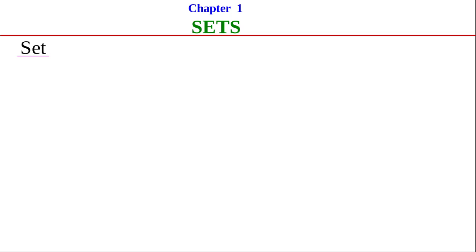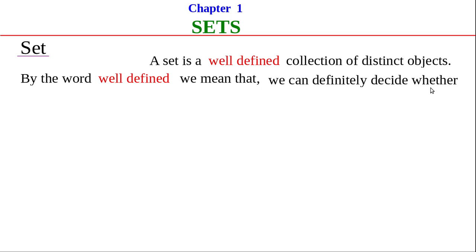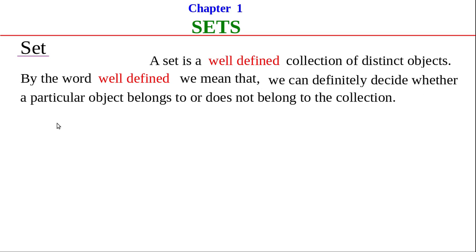What is a set? What is the definition of a set? A set is a well defined collection of distinct objects. Say with me, a set is a well defined collection of distinct objects. Then what do we mean by the word well defined? By the word well defined, we mean that we can definitely say whether a particular object belongs to or does not belong to the collection. Okay, we can definitely decide whether a particular object belongs to or does not belong to the collection.